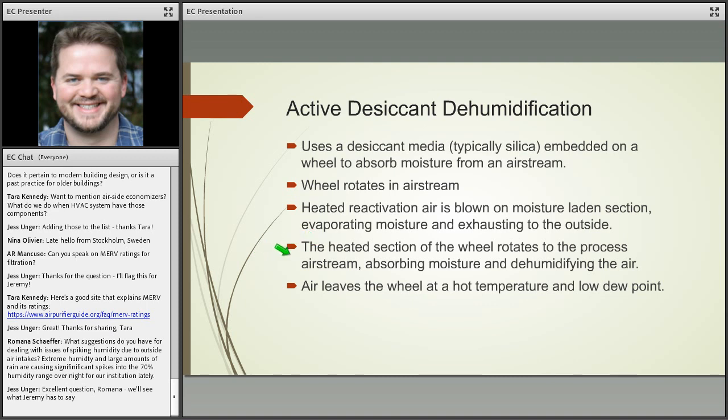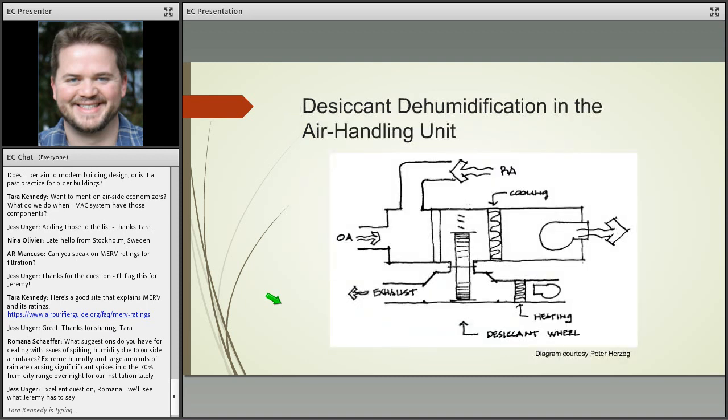So as that heated section turns back into the airstream that we need to dehumidify, it absorbs the moisture from the airstream, dehumidifies it, and rotates that moisture back out to be evacuated at this stage. Finally, the air that leaves the wheel after passing through that heated section is going to exhaust off of the wheel into a hot temperature but a very low dew point condition. And that's what then is going to be used to supply downstream after we've used a cooling coil to bring the temperature back down.